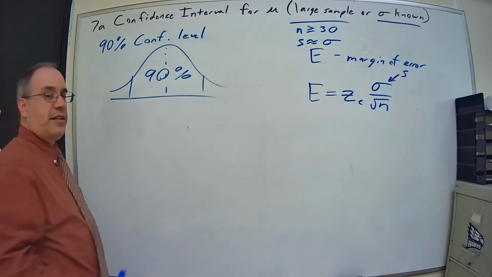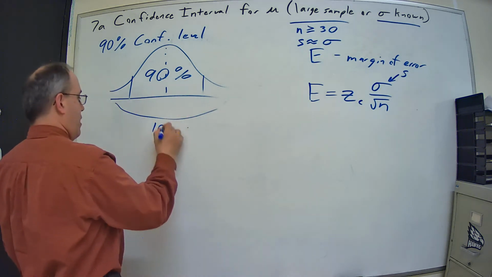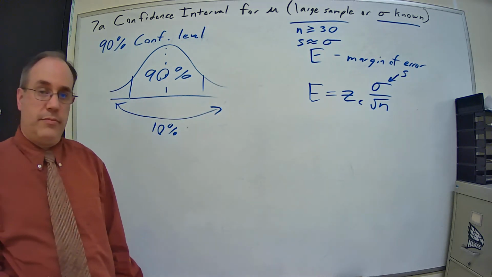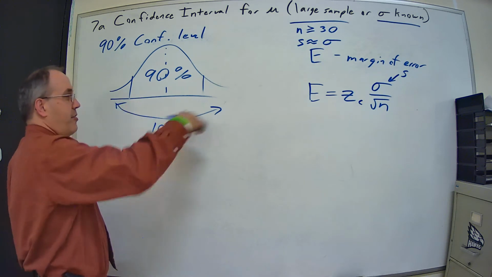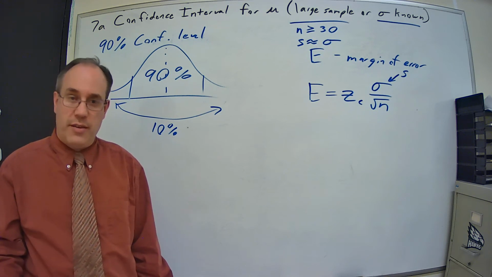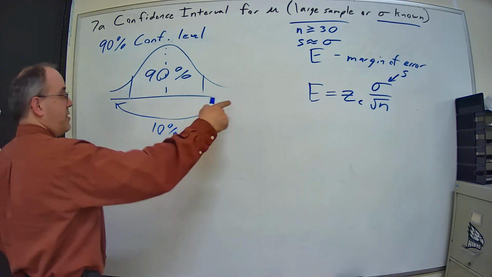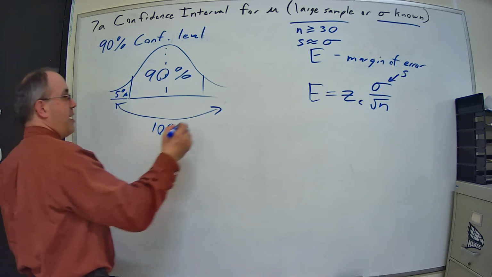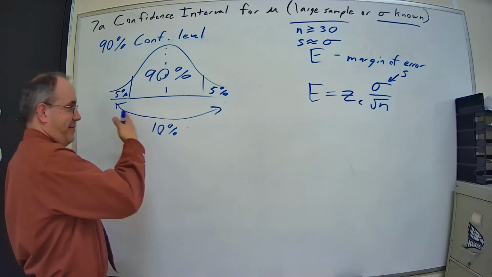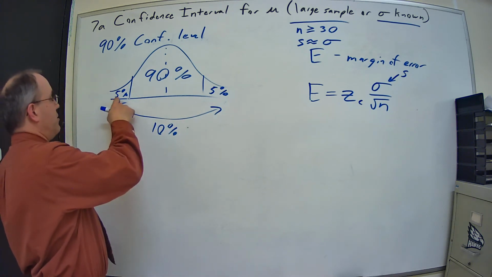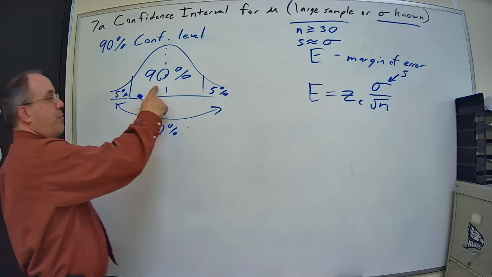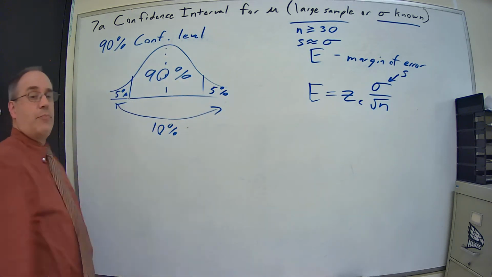If 90% is inside, then the other 10% is in those tails. Right? Because normal distributions are symmetric, if 10% is in the tails, that means 5% is in this tail, and 5% is in that tail. So half of our extra percentage goes into each of those tails. It gets split up evenly. So now I've got 5% here, 90% here, and 5% here, because I'm dealing with a 90% confidence level.